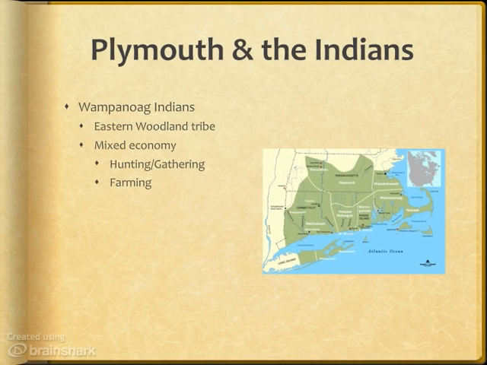This way of life had been severely disrupted, however, by a virgin soil epidemic that had struck the region in 1617. This epidemic had been brought by European fishermen who often stopped along the Atlantic coast to trade with the native peoples for supplies.